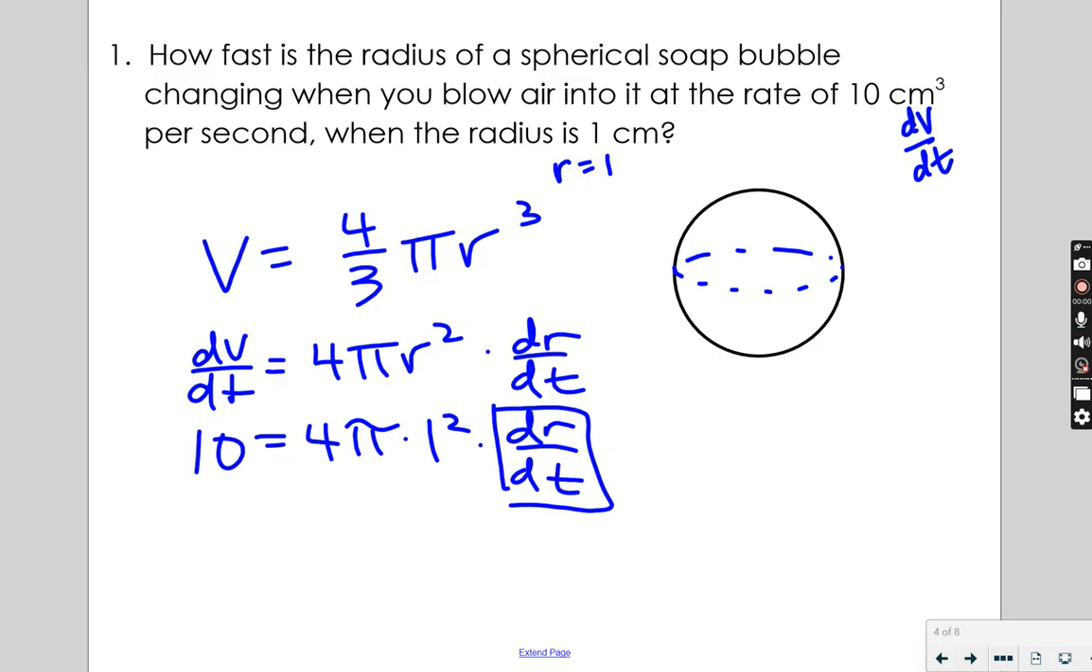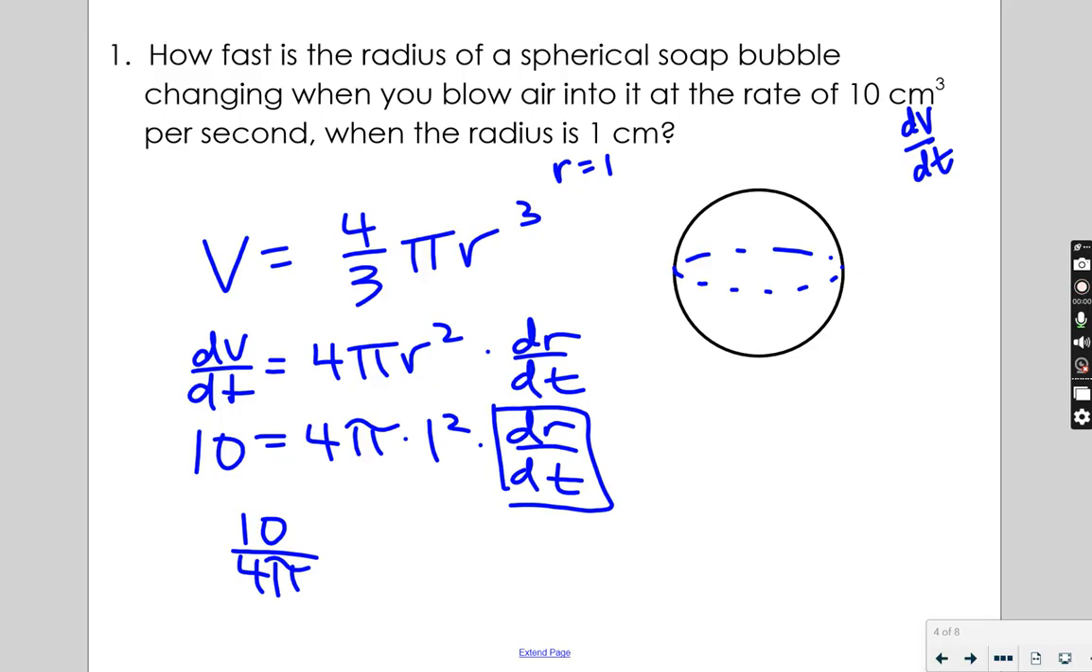Divide by 4 pi. So 10 over 4 pi. This is a calculator unit, so if you want, you can type that in your calculator. You could make it 5 over 2 pi. I'm just going to leave it like that. I don't even care about typing in the calculator.